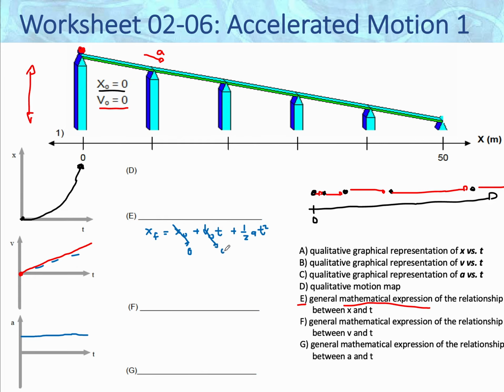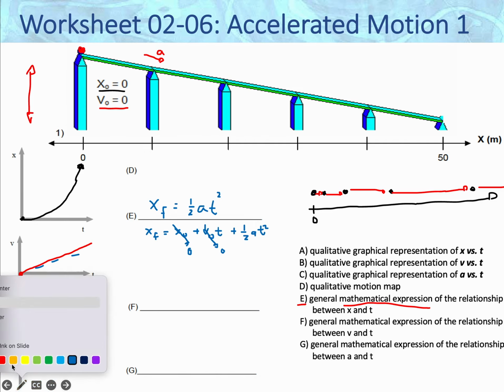So these two terms drop out. So what's the general equation then for this thing? The final position at any given time is just going to be 1/2 at squared. We don't know the acceleration, we just know it must be constant. And that's all you would write for this one.